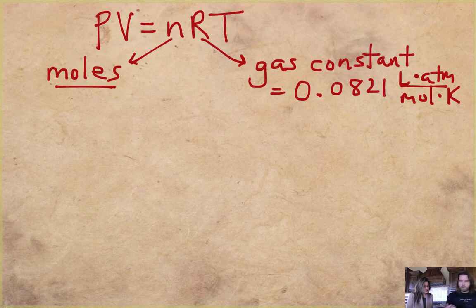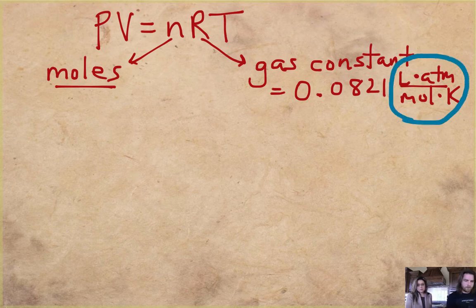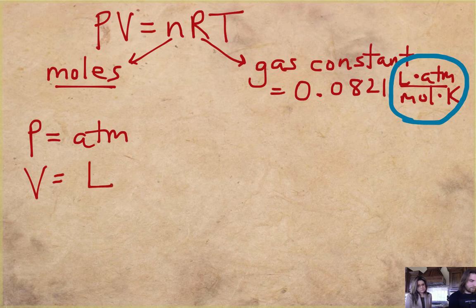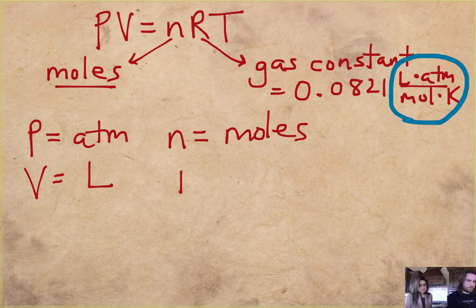Let's run through what we have to have in units for these. The units for the constant tell us what the other things have to be. If you ever forget, check your reference material. My pressure always has to be in atmospheres. Volume always has to be in liters. n has to be in moles. I don't think you could have it in anything else other than moles. And temperature always has to be in Kelvin. So remember those units. If you're going to use that gas constant, you've got to have those units.